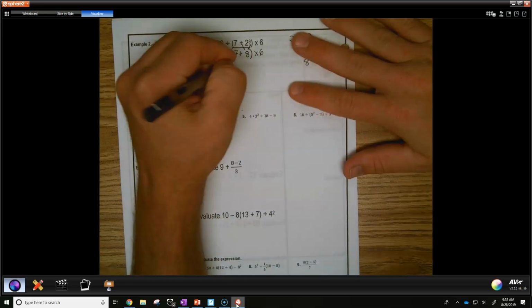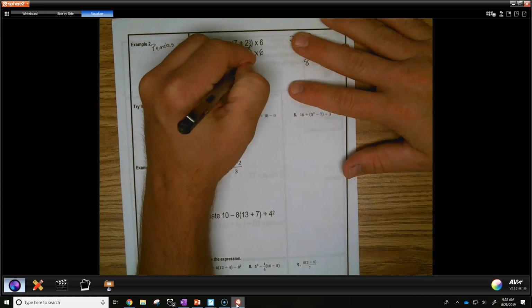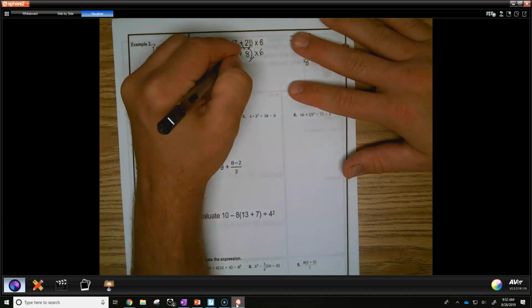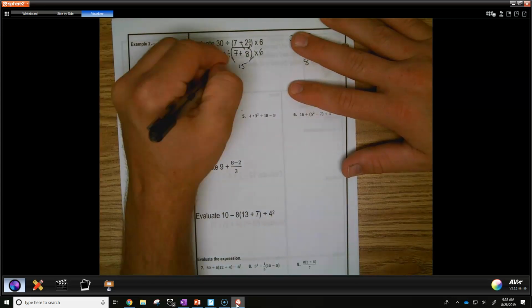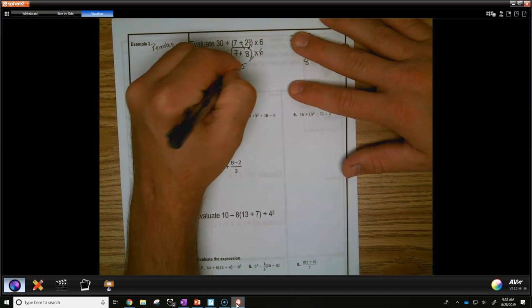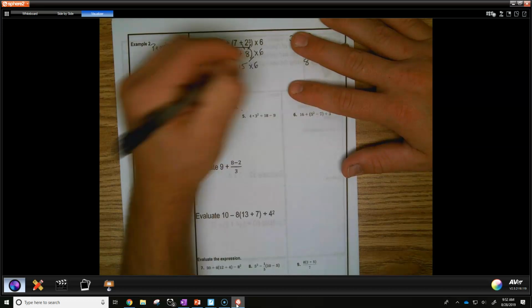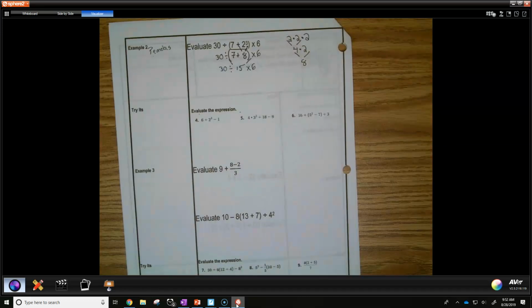I am then going to work on my parentheses still. 7 plus 8 is 15. And I copy my problem down. Do I need my parentheses around the 15 anymore? No. When I get it down to a single number, I may get rid of parentheses.